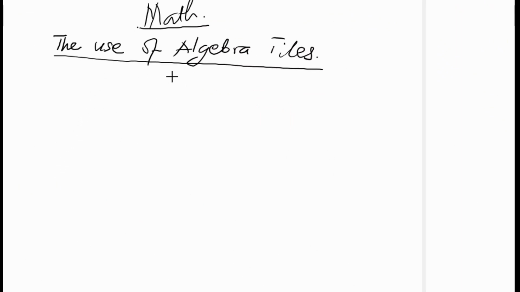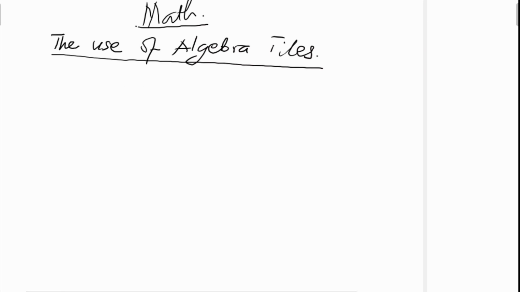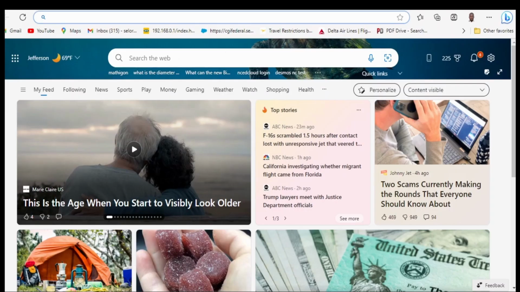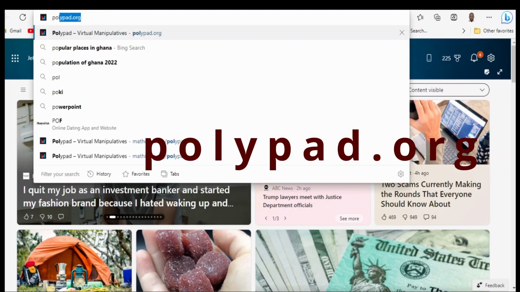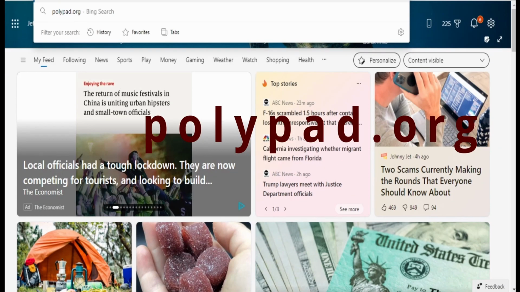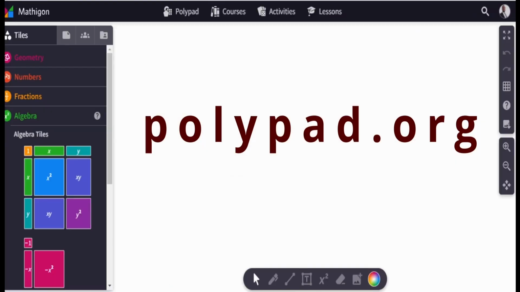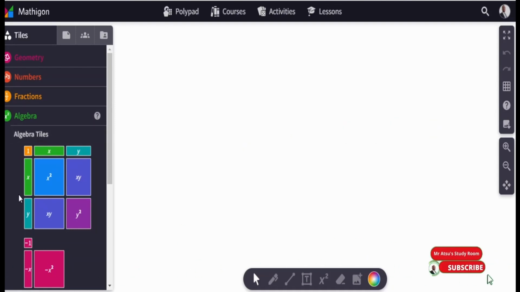Today's study is going to be about the use of algebra tiles, and we are going to use an application called Mathigon. Right, let's get onto the computer. So in your browser, type polypad.org. And it brings you straight onto the Mathigon interface. Or if you search Mathigon straight, then you click on algebra and it gives you the algebra tile. So someone may ask, what is an algebra tile?